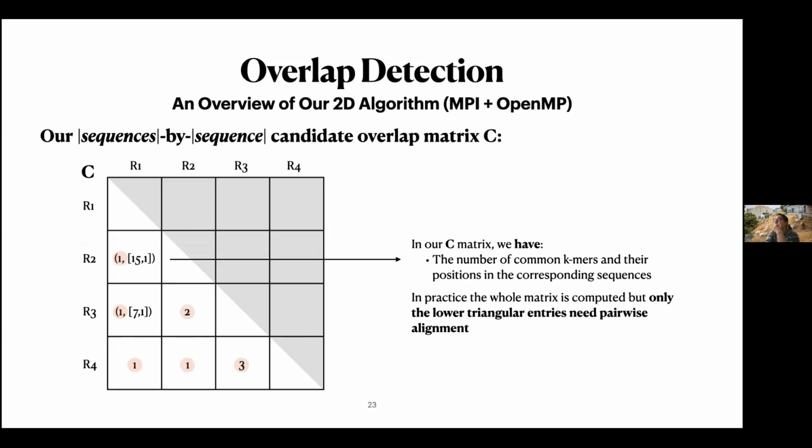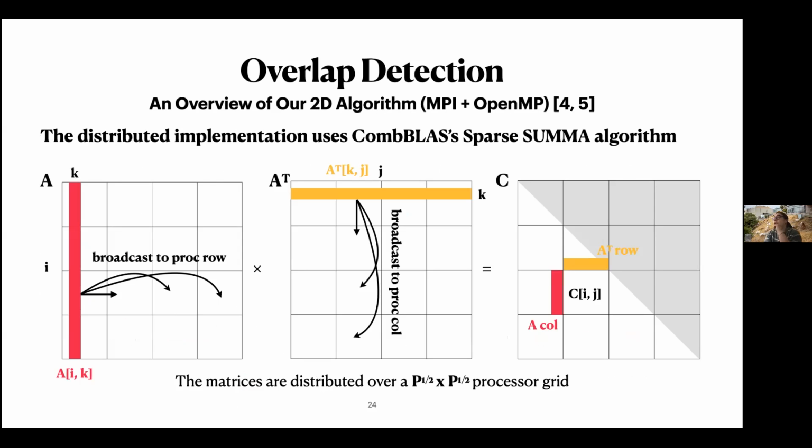So just a note, in practice, we compute the whole matrix, but we only need to do the pairwise alignment, that is the next step, on the lower triangle to avoid redundant computation. And as I mentioned, this is MPI and OpenMP together. So this is the algorithm that we use to implement the distributed sparse matrix multiplication. But for the sake of time, I will skip over this, especially because I'm sure you will see this during the next lectures.